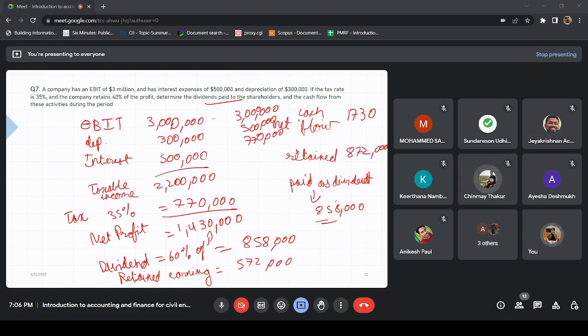No, why 572? If this is the cash that is coming, and 1730 is the cash that came, out of which you paid 858 as your dividend, how much should be your retained earnings? Retained cash? Obviously, if 1730 came and you paid 858, the remaining is 872, right? So from this calculation you are getting retained earnings as 872, and previously you were getting 572. A 300 difference is coming.